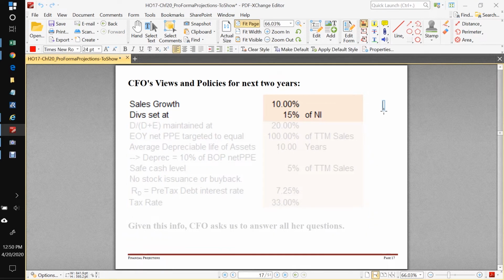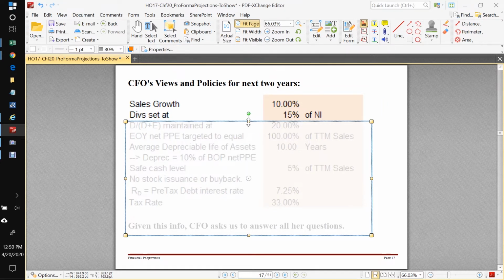So we're going to look at this situation with sales continuing to grow at 10%, dividends set at 15% of net income, a payout ratio of 15%. Debt to cap has been most recently at 20%, and she would like to maintain that ratio so the firm doesn't get any more or less levered.